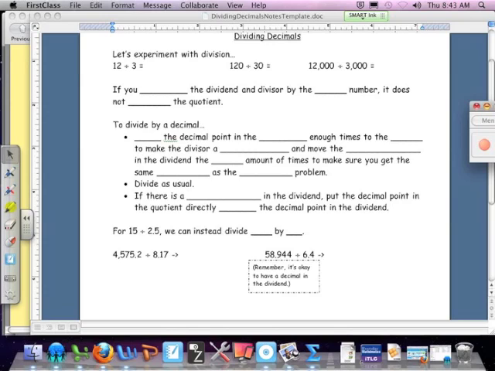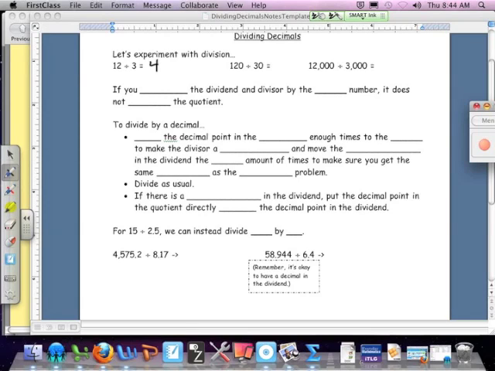Having a decimal in the divisor, which we haven't had formally this year yet. So let's experiment with division. Who can tell me what 12 divided by 3 would be? 12 divided by 3. Yes, ma'am? 4.